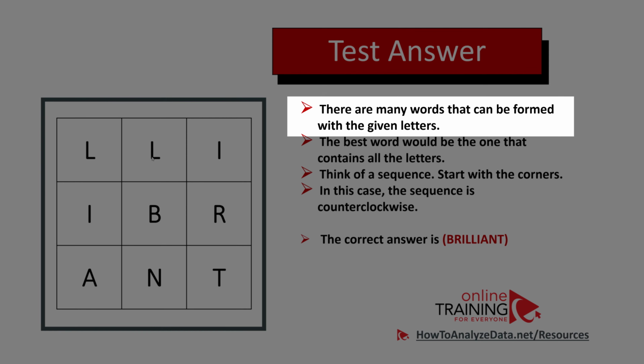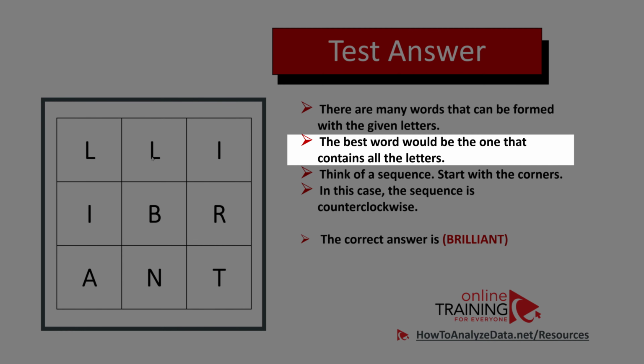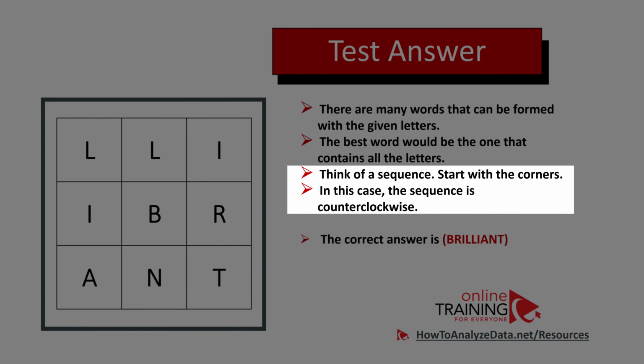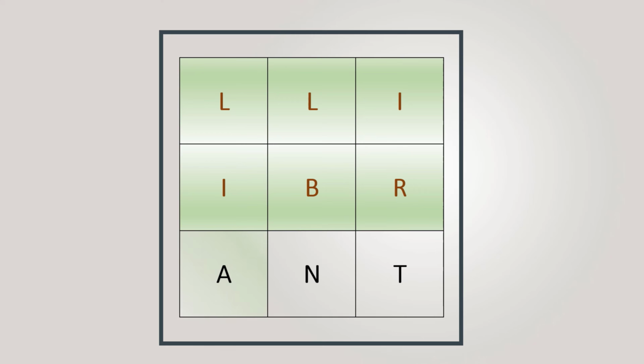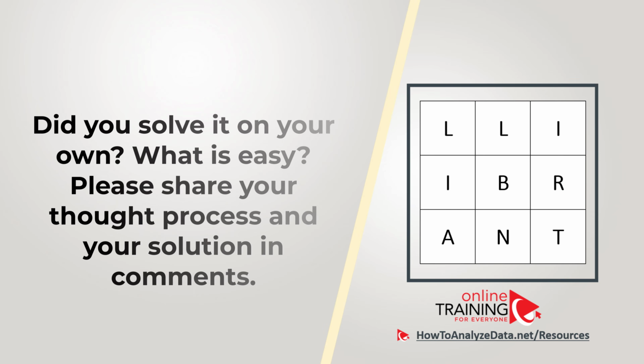Obviously, there are many words that can be formed with the letters in these 9 boxes. But the best word that we can form contains all the letters and contains no duplicates. If we think of the sequence and start in the middle and then go around counterclockwise, we see that we can form the word brilliant, B-R-I-L-L-I-A-N-T. So the correct answer is brilliant. Hopefully you've nailed this question and got to the correct answer on your own.